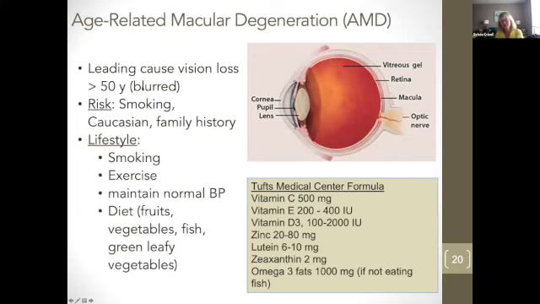Another one is diabetes, which we haven't talked about. This is a big deal for older adults. Risks include smoking, being Caucasian, and family history. And here are the lifestyle pieces, and this is why it matters. We all know smoking's bad, exercise is good, keep your blood pressure down. And then diet plays a big role here. Fruits, vegetables, fish, green leafy vegetables, because they include these compounds.